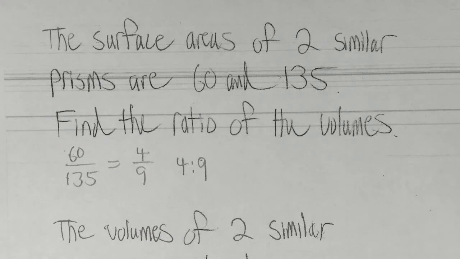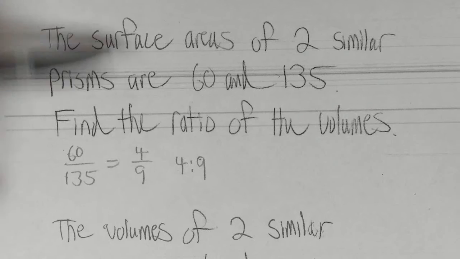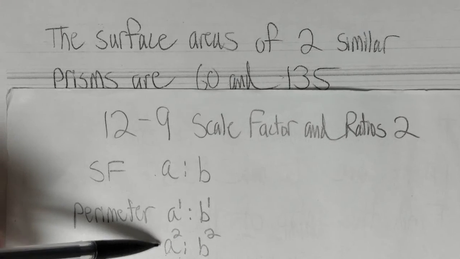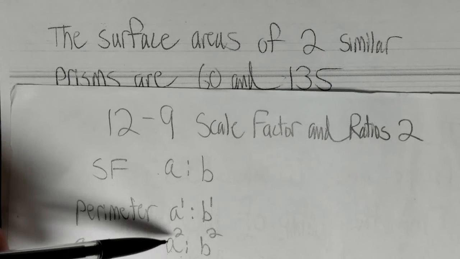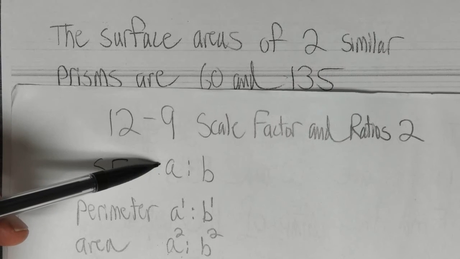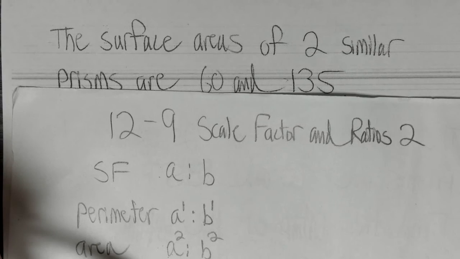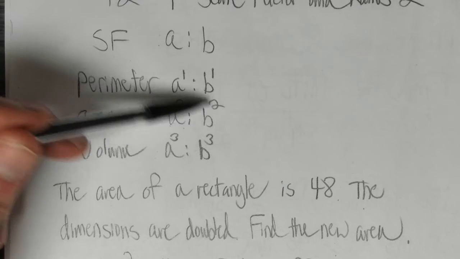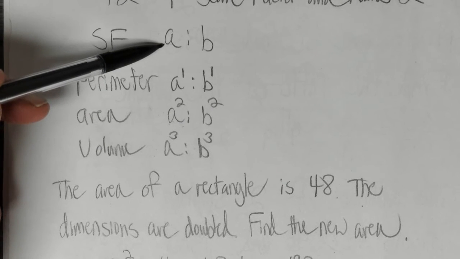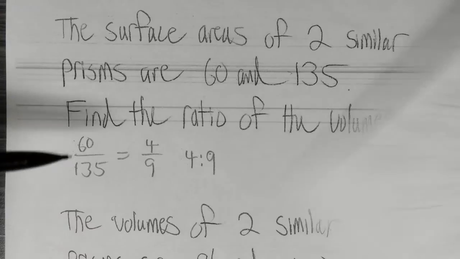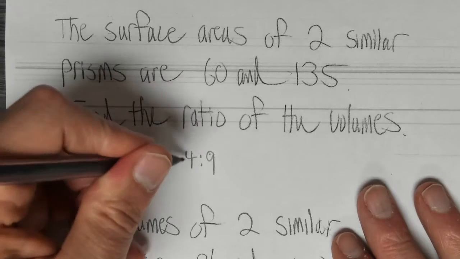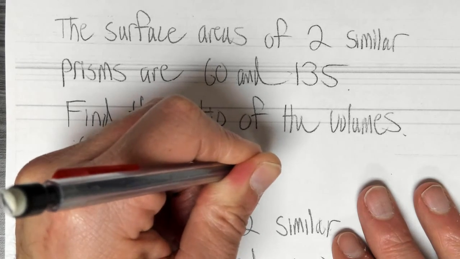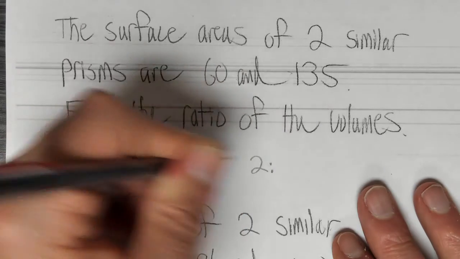Now, here's the deal. Think about this for a minute. Right now this is the ratio of the surface area, so it's already squared. In order to take this to volume, I'm going to square root it down to the scale factor and then cube it back up to volume. So right now I'm already squared. I need to square root it to get it back to 1, and then raise it to the third power to get it to volume. So I'm going to square root both of these first. That's my first step. Square root of 4 is 2, and square root of 9 is 3.